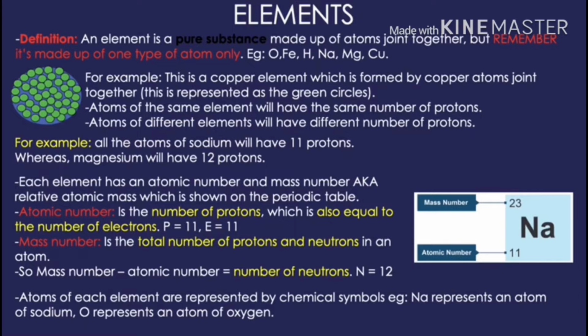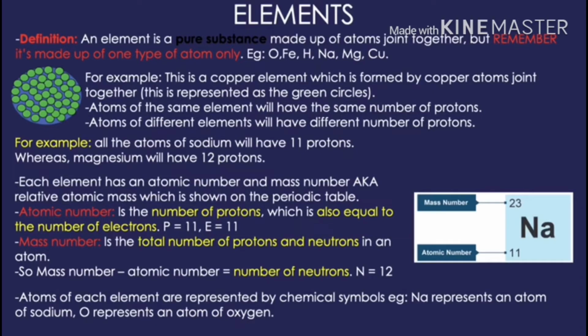Where it mentions pure substance, this means it can't be broken down into a simpler substance by physical or chemical means. Some examples of elements are oxygen, iron, hydrogen, magnesium, copper, and these are the symbols for those elements, which can be found on the periodic table.